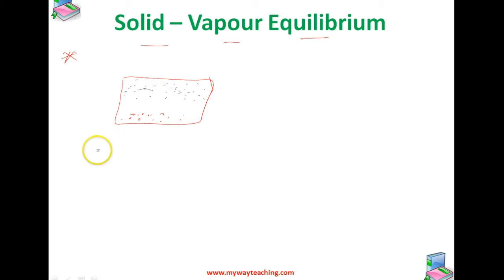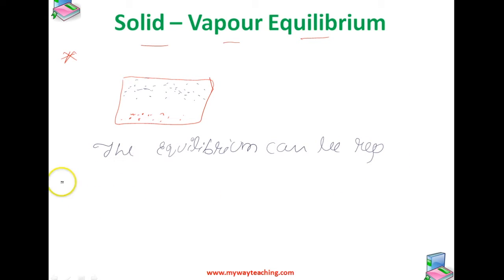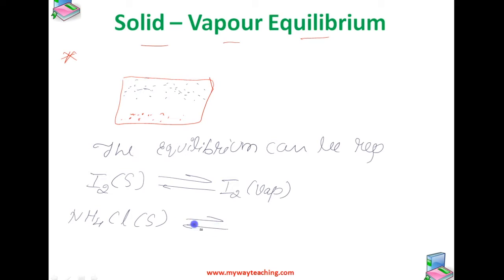The equilibrium can be represented as iodine solid in equilibrium with iodine vapor. Another example showing this kind of equilibrium is NH4Cl in solid state and NH4Cl in vapor. So this is about solid vapor equilibrium.